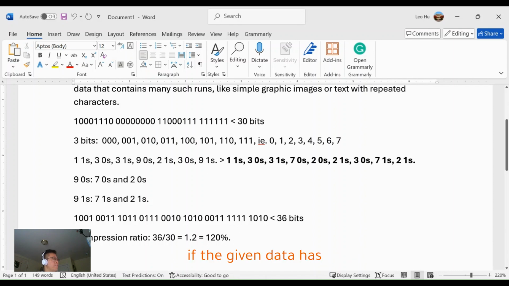However, if the given data has more groups of very long strings of zeros or ones, then this method can be much better. RLE can be much better.